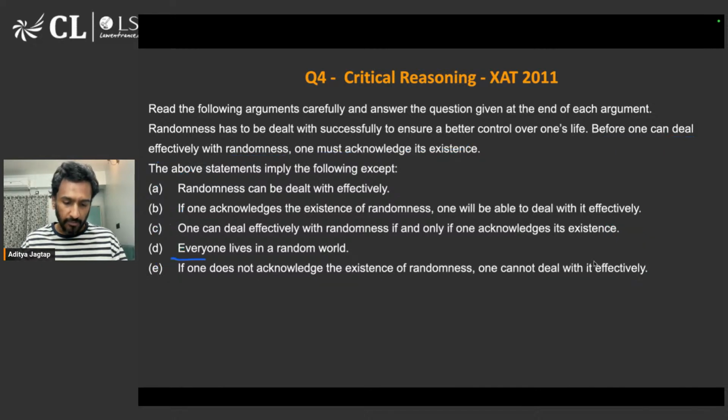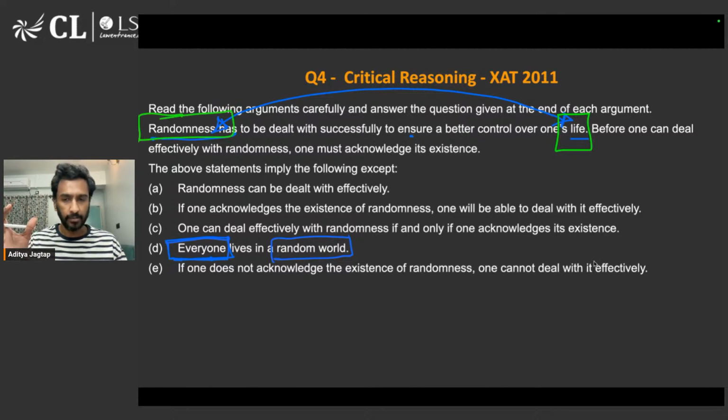Now, everyone lives in a random world. Also, the world has randomness in it, right? So, randomness has to be dealt with successfully to ensure better control over life. We have to base our answer on what the author is saying. The author is associating these two concepts, life and randomness, as related, right? Before one can effectively deal with randomness, one must acknowledge its existence.